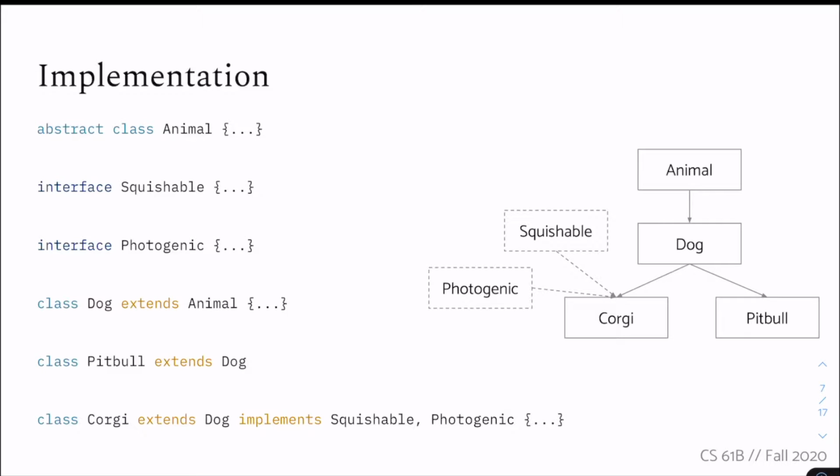Now let's quickly go over the implementation of all these things we just learned. To define an abstract class, you write the abstract keyword at the beginning of the class definition. For interfaces, instead of having the word class, you just have the word interface. If you want to extend a class, whether it's a concrete class or an abstract class, all you do is write dog extends, and then whatever class you want to extend. And the last one is for implementing interfaces. You write the word implements, and then you write your interfaces separated by a comma.